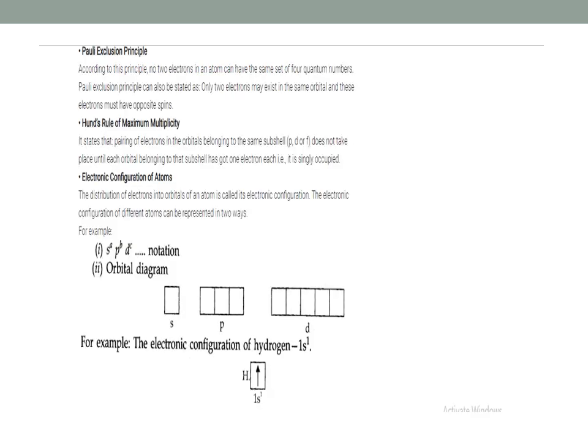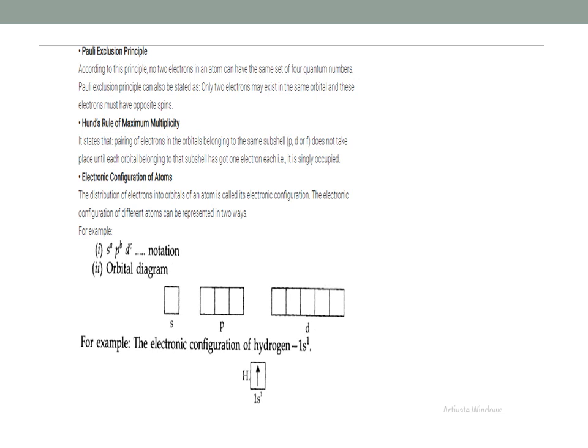Pauli exclusion principle. According to this principle, no two electrons in an atom can have the same set of four quantum numbers. Hund's rule of maximum multiplicity. It states that pairing of electrons in the orbitals belonging to the same subshell, that is p, d, f, does not take place until each orbital belonging to that subshell has got one electron.